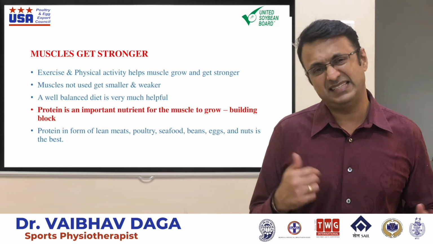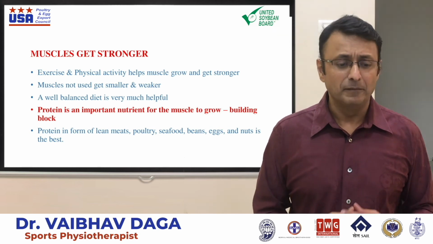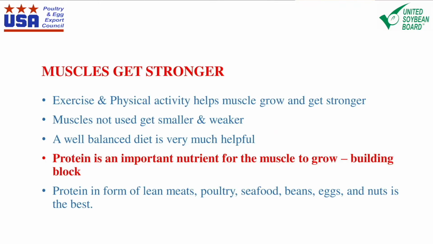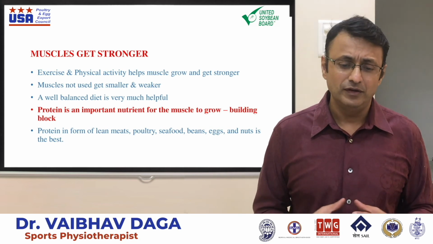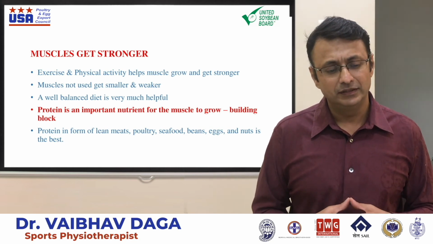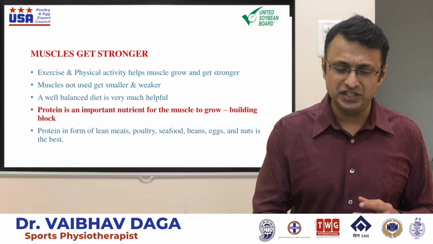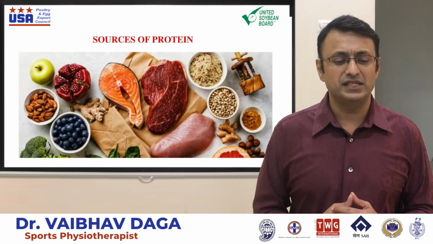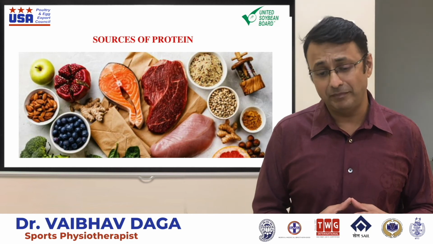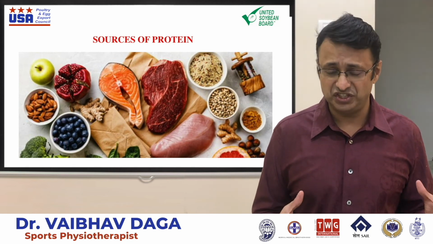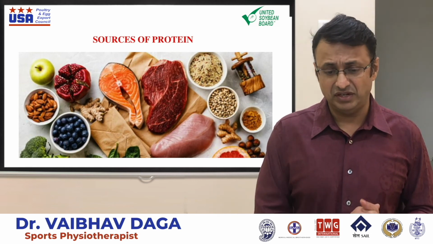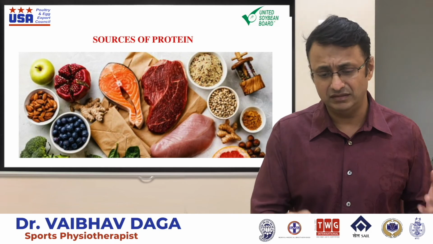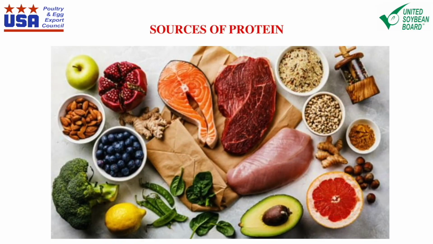Muscles get stronger by exercise and physical activity, as we have seen before. Muscles which are not used get smaller and weaker. A well balanced diet is very helpful. Protein is an important nutrient for muscle to grow. That's why it's called a building block. Protein should be obtained from various sources like poultry, most importantly, fish, I mean seafood, meat, nuts, legumes and various other sources, as you can see in the picture.